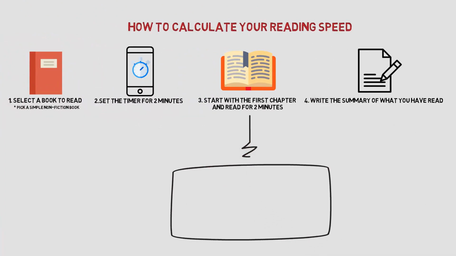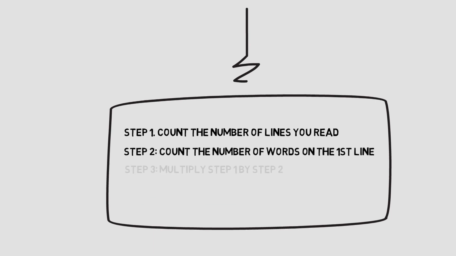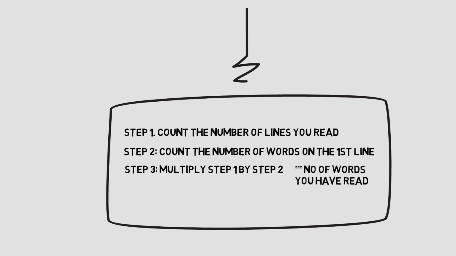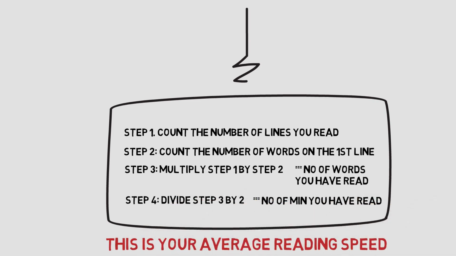Now, here is the process of calculating your reading speed. Count the number of lines you read. Count the number of words on the first line. Multiply step 1 by step 2, and you will get the number of words you have read. Divide step 3 by 2, the number of minutes you have read. And this is your average reading speed. If you want to be more accurate, you can count all the words you have read.